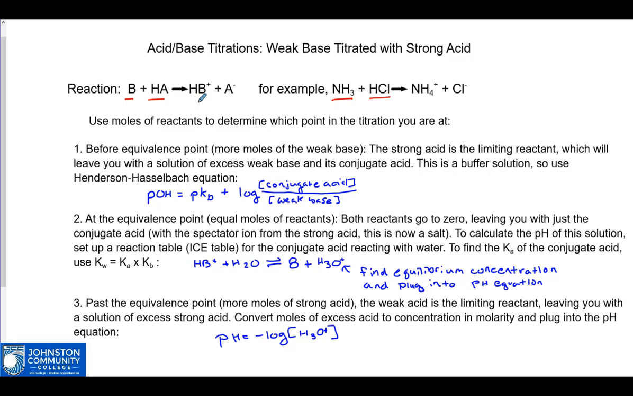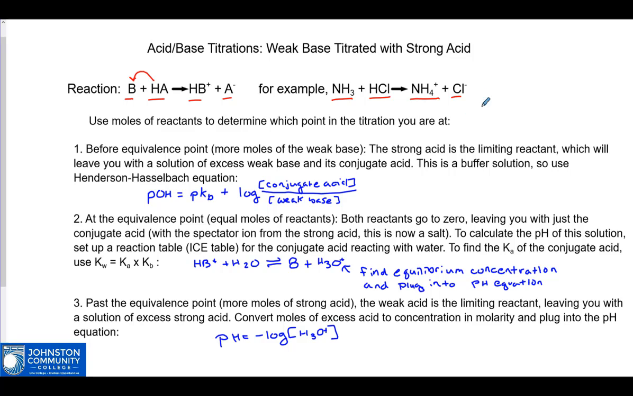The products then are HB+ because the acid donates its proton to the base, turning the base into HB+. So in the case of ammonia, that would turn into NH4+, which is the conjugate acid of ammonia. And then you're left with A-. A- is the anion of your strong acid. For HCl, that would be the chloride ion, and the conjugate base of a strong acid cannot affect the pH. So, to determine what your pH is, first you must determine where in the titration you are.